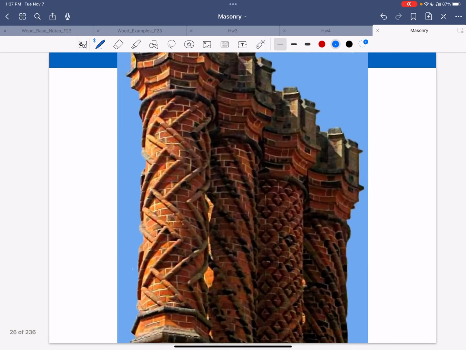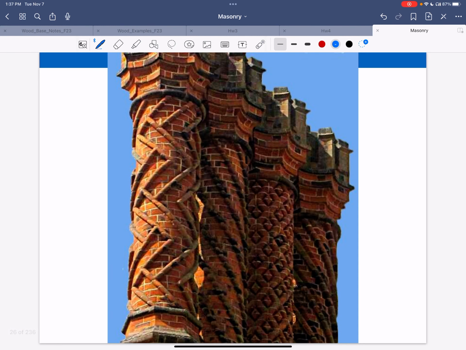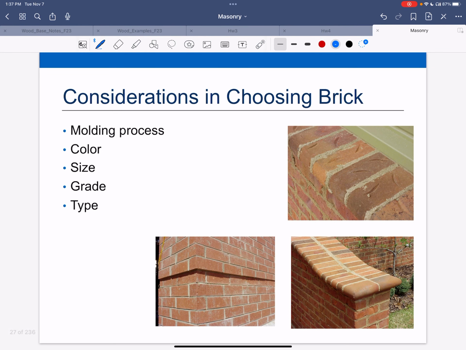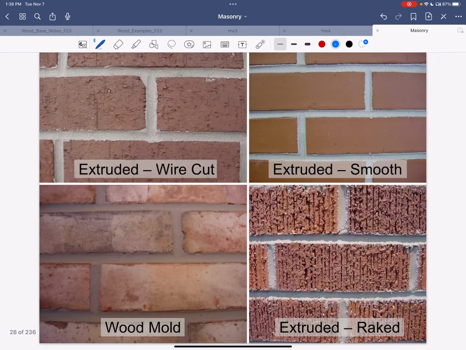Of course, those all cost more. There's a really unique brick structure where they've put an inlay as part of the brick itself. Took some time to do that one. When you're choosing brick, you're going to look at the color, size, grade, type, your exposure, and then what process is used. You can see some of these are a lot slicker and shinier than others, and I'll show you how that happens.